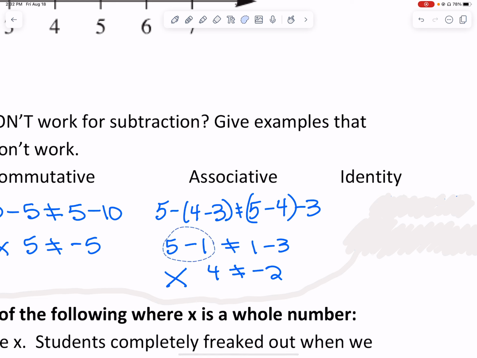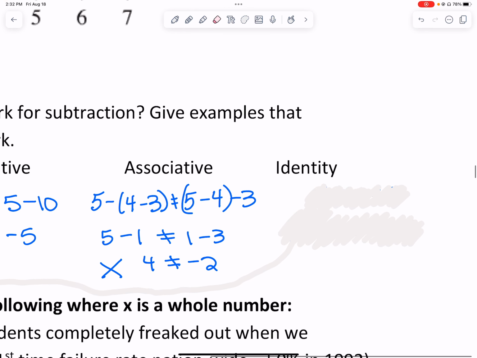And then 5 minus 1 gives me 4. But over here, if I group these guys first, then that gives me a 1. And 1 minus 3 gives me -2. Those guys are not the same. So the associative property doesn't work with subtraction.